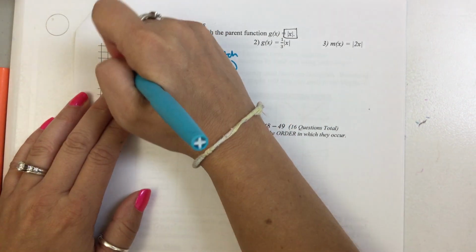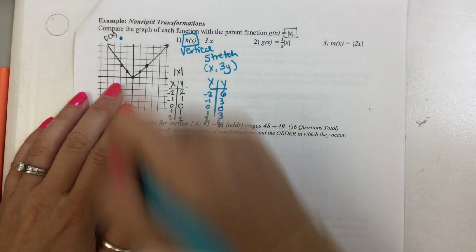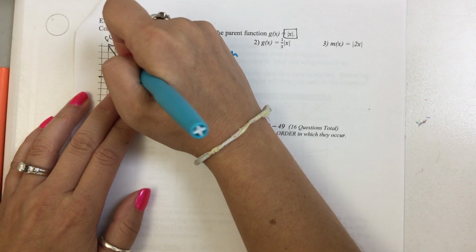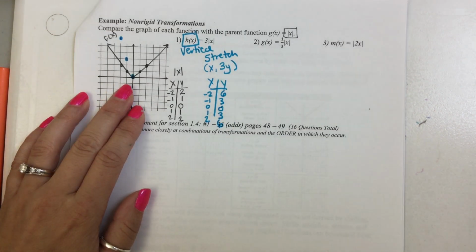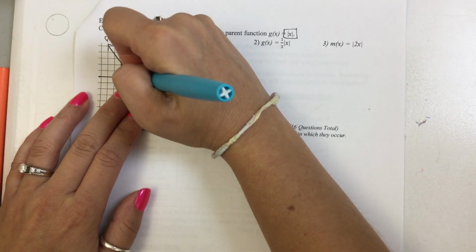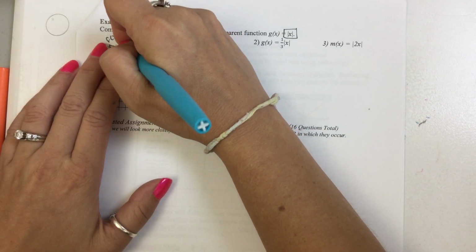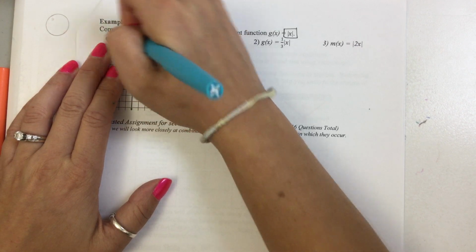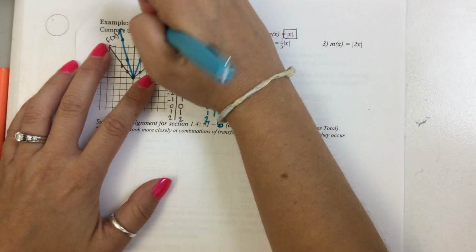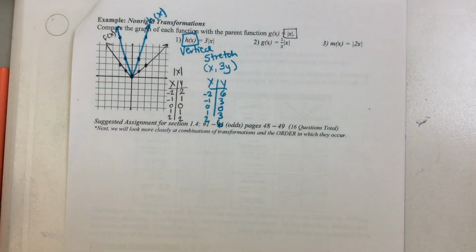So I go to the left 2. I'm up off the graph just a little bit. Left 1 up 1, 2, 3. 0, 0 stays. Right 1 up 3. Right 2 up 6. Notice it was stretched vertically. That means that it got taller. In turn, it became distorted. It's no longer the same shape because it had to go more narrow.